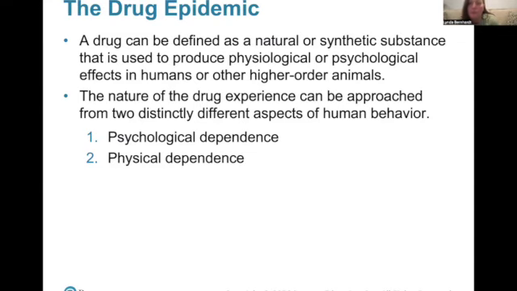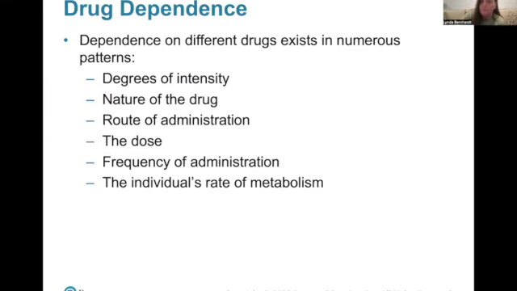So first and foremost, I'm going to tell you that there is a psychological dependence and a physical dependence. Some drugs technically do not have a physical dependence, but do have a psychological dependence. Some are both. So the drug dependence basically depends on a lot. So degrees of intensity, that tends to be what kind of high the person got, the nature of the drug, like how it breaks things down, the route of administration, so like injection versus smoking versus snorting versus pills, the dose. I don't think I have to explain what the dose means.